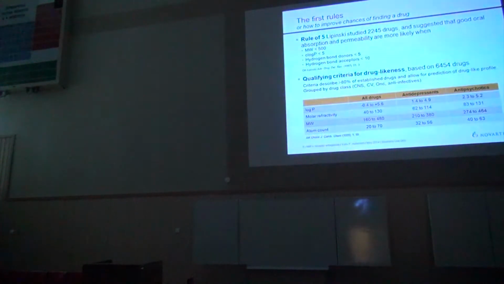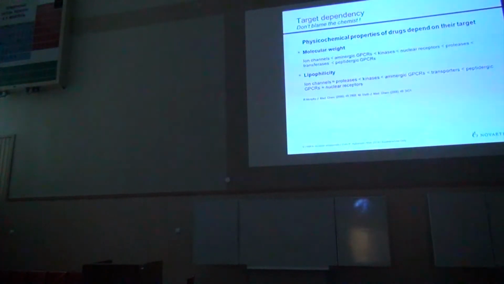And if you categorize these drugs in different groups, for instance, antidepressants, this range decreases a little bit. So for instance, log P between 1.4 and 4.9, molecular weight between 210 and 380. So that gives some guidelines of where the properties are that would be the most favorable for certain classes of drugs. Next slide.